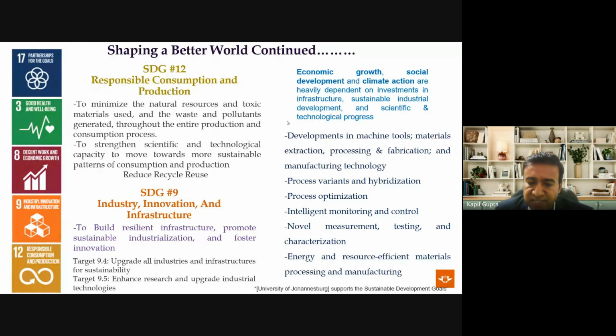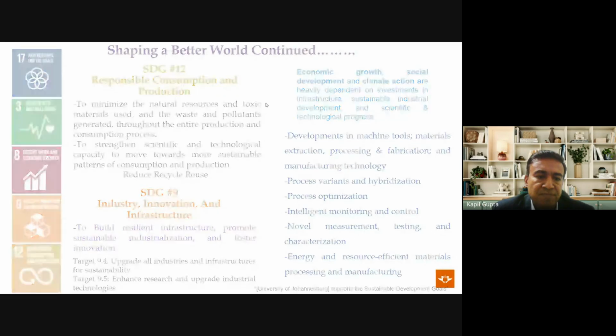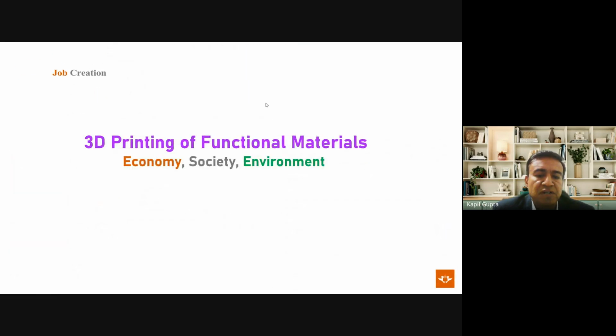Novel measurement testing, characterization of 3D printed parts and components, energy and resource efficient materials, and processing technology for 3D printing. So this could be the possible intervention. Now, with the help of examples, we'll see. So 3D printing of functional materials, how it supports economy, society, and environment. So job creation is possible by 3D printing, GDP contribution certainly. Additive manufacturing of 3D printing for teaching and learning, which is directly related to goal number 4, quality education.